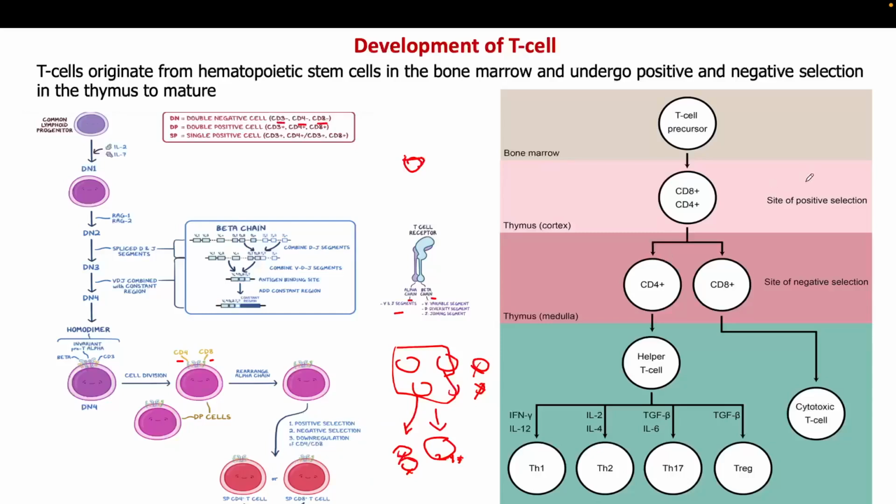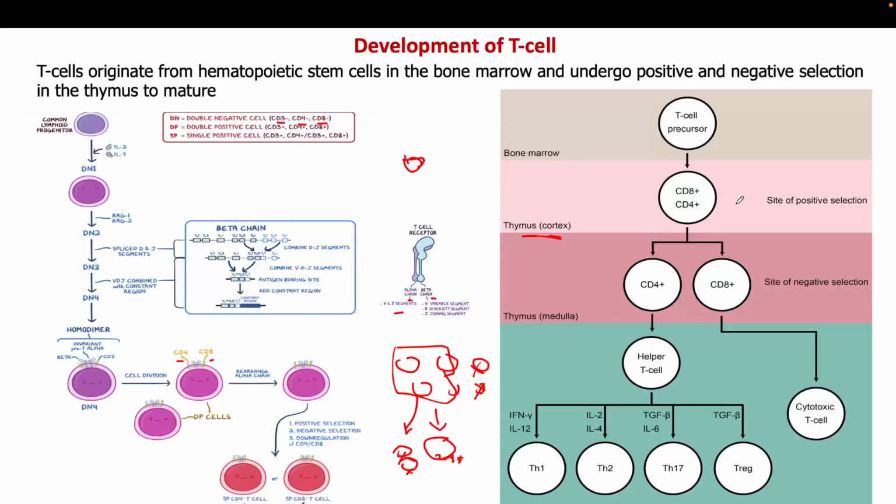Positive selection takes place in the thymus cortex. You also have to remember which type of selection takes place where. So positive selection takes place in the cortex of the thymus. In the cortex of the thymus, the population of naive T cells will check whether they are able to bind with the MHC molecule or not.